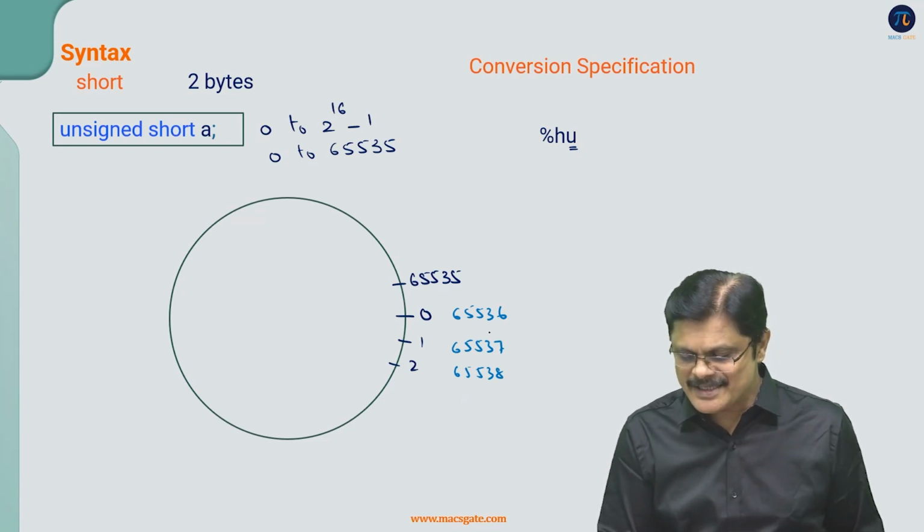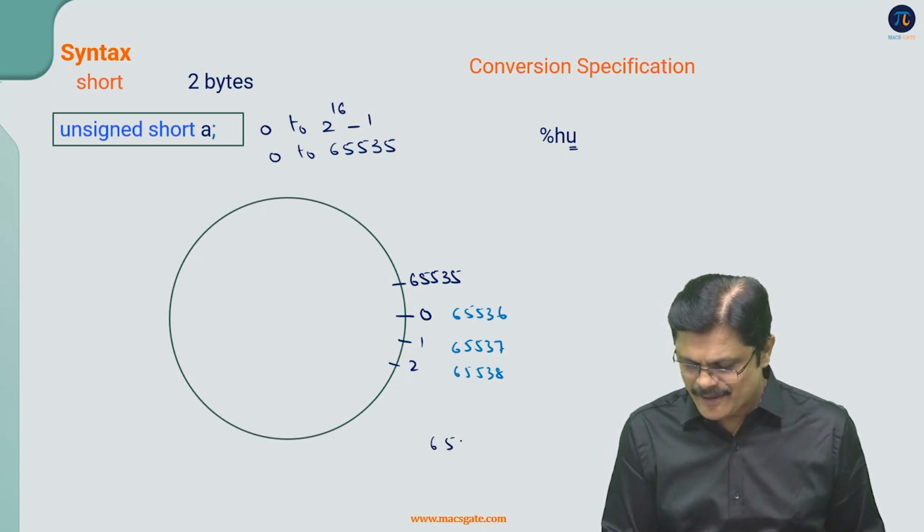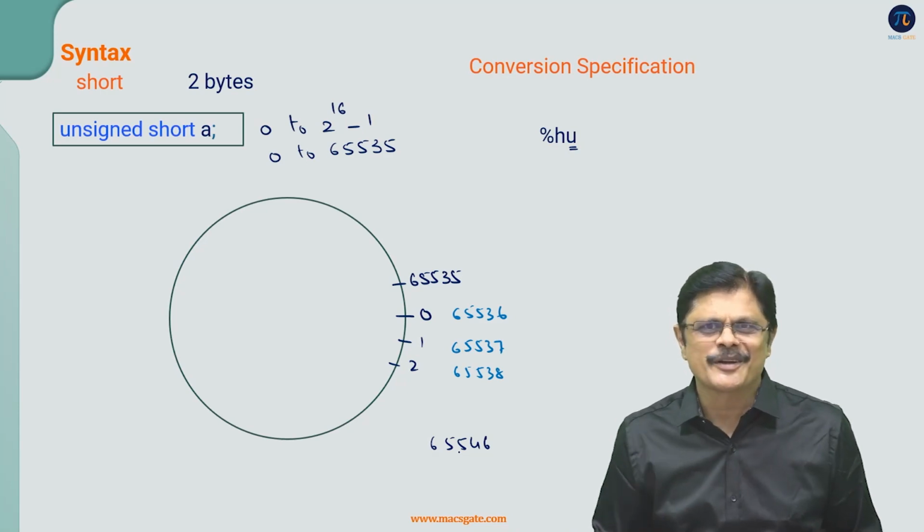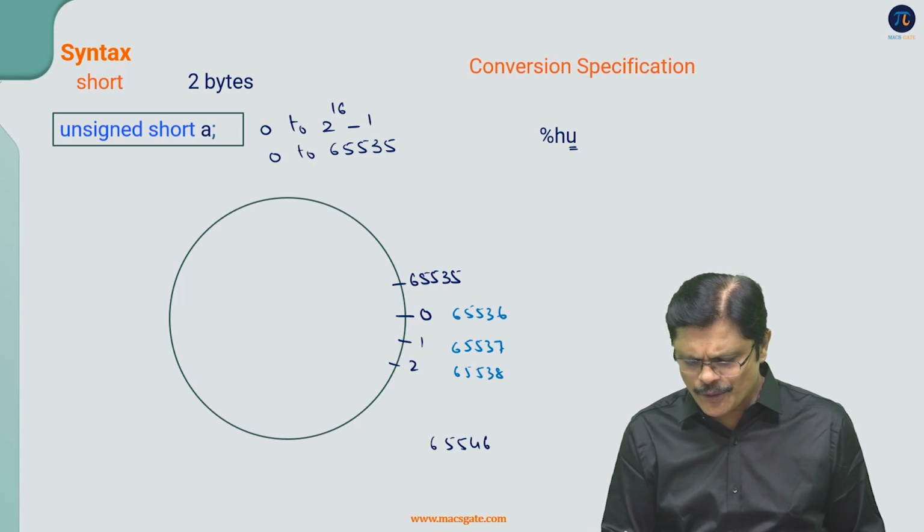That is maybe 65546. Maybe 10 or 11 will be printed. You can just verify that, my dear friend. Let us write down the code and verify that. Am I clear? Just go around like this.